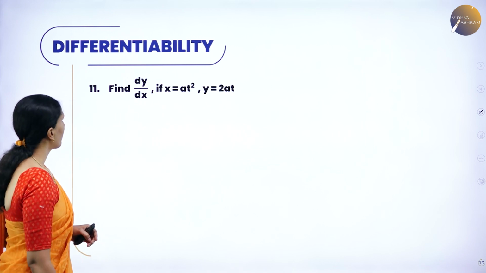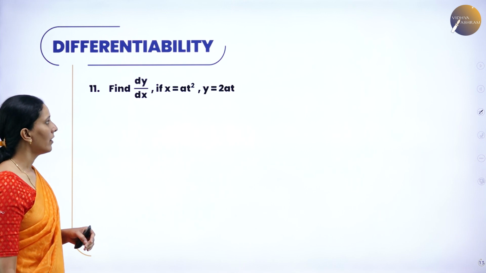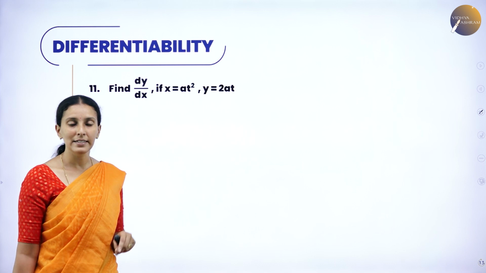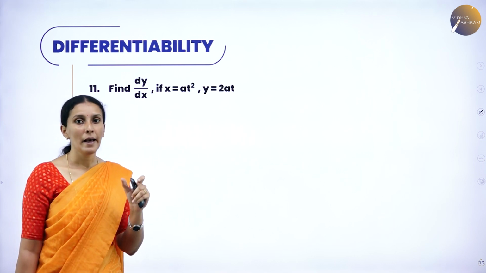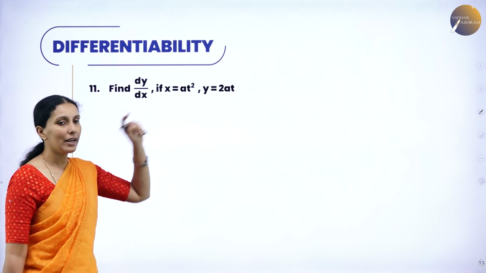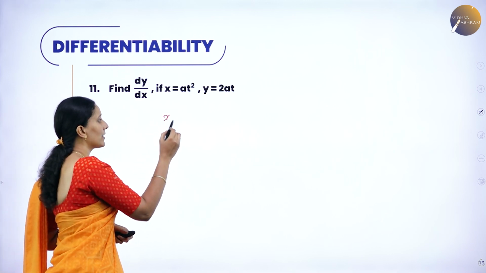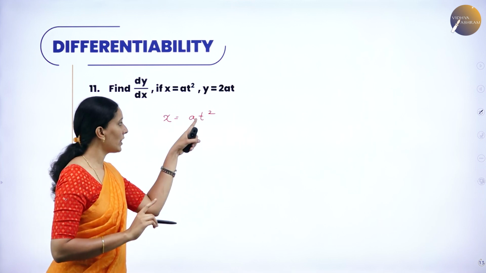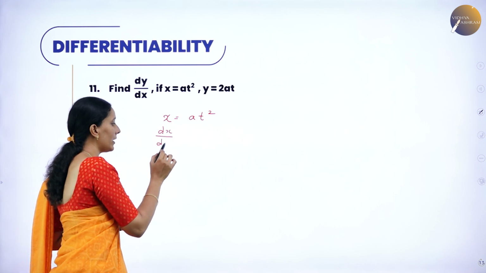Next, find dy by dx if x is equal to a t square, y is equal to 2at. So here both x and y are represented with the help of t. That is, this is an example for a parametric function. So let us derive dx by dt and dy by dt, and then we will find out dy by dx. So we have x is equal to a t square. Here we are going to differentiate with the parameter t. So therefore we write it as dx by dt.